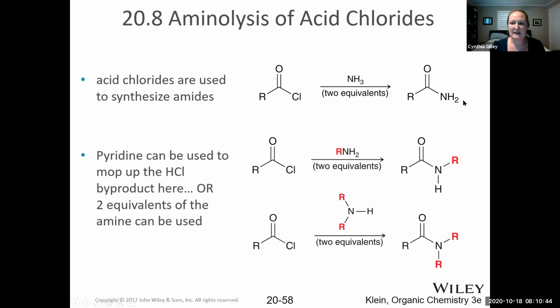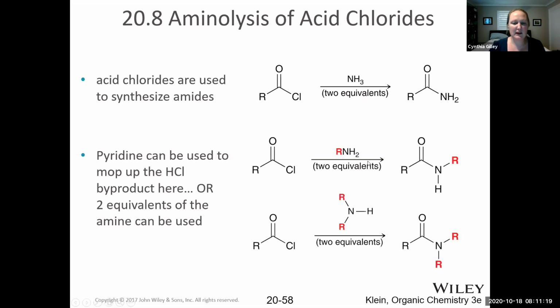Let's talk about the synthesis of amides. The most common way to synthesize an amide is from an acid chloride, because the acid chloride will react the fastest with amines due to their enhanced electrophilicity. When we use an amine to synthesize an amide using an acid chloride, typically we use 2 equivalents of the amine, as long as it's a relatively inexpensive amine and it's not precious to you.